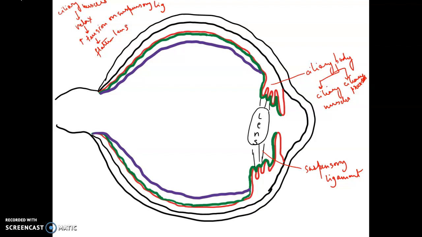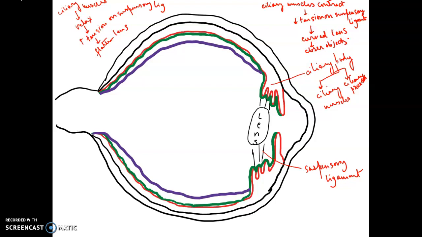Now, in contrast, what happens when the ciliary muscles contract? I'll just draw it here. So ciliary muscles, when they contract, that decreases tension on the suspensory ligaments. The lens, we have a more curved lens at that point. And that is really important for looking at closer objects.